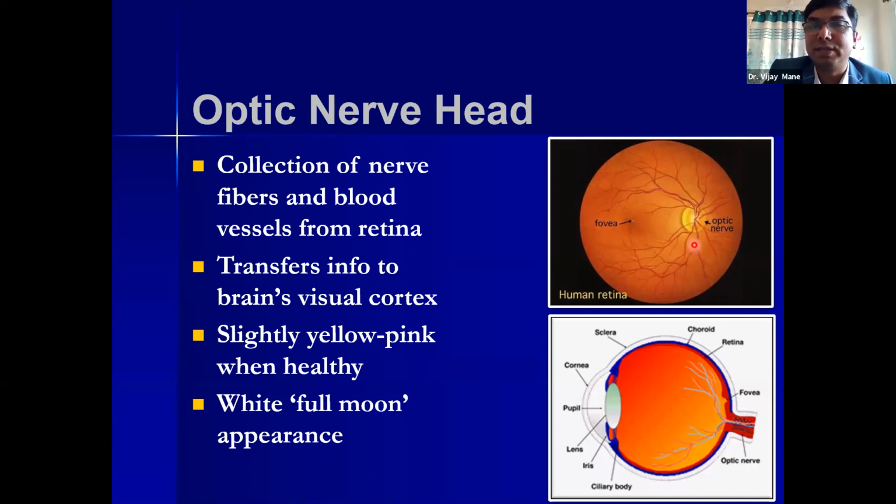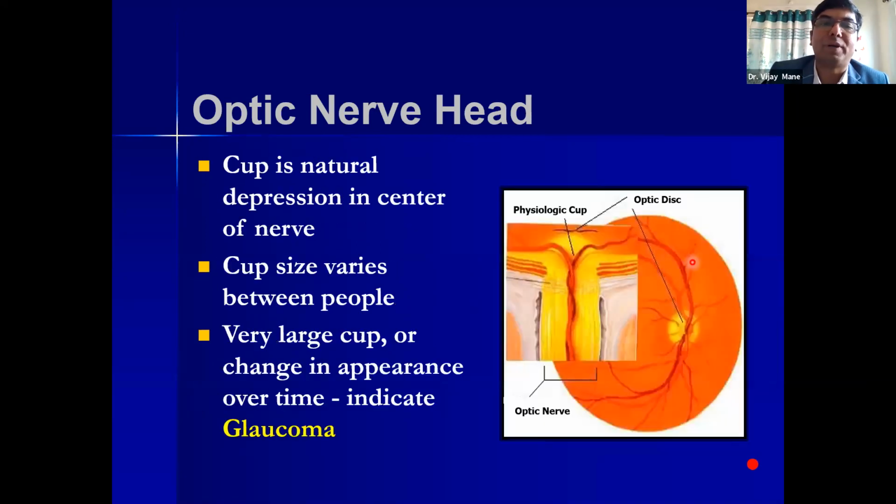Typically, if we see this, it is called the fundus image. In the fundus image, typically it looks yellowish, almost full white. You can see this in the appearance of a healthy eye, right?